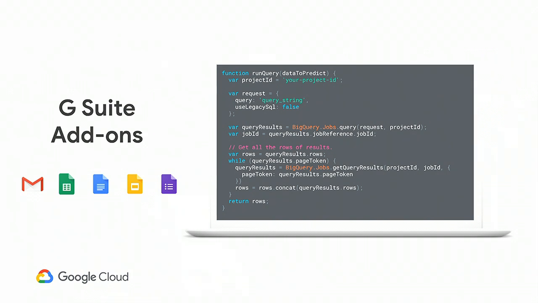G Suite Add-ons allow developers to build mini applications that live alongside top G Suite apps. They're installable domain-wide, and we used add-ons in the demo that you'll see shortly to embed a tool within Google Sheets as a sidebar.